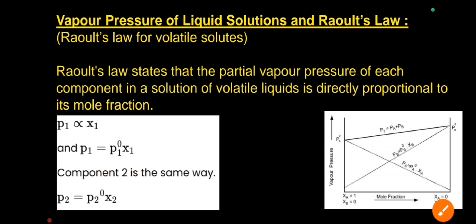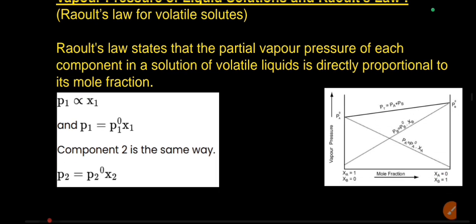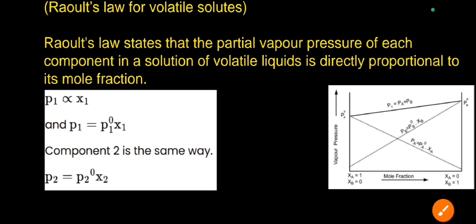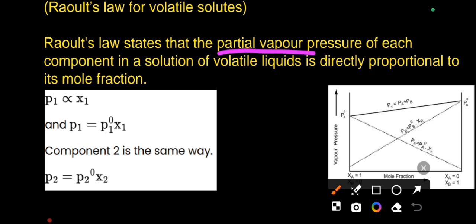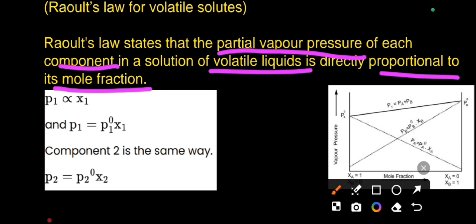so now you can see here what Raoult's law states here. The partial pressure of each component in a solution of volatile liquid is directly proportional to the mole fraction. Okay, partial pressure of each component. Each component means two components you have taken, one ethanol and other water. Okay, both should be volatile.